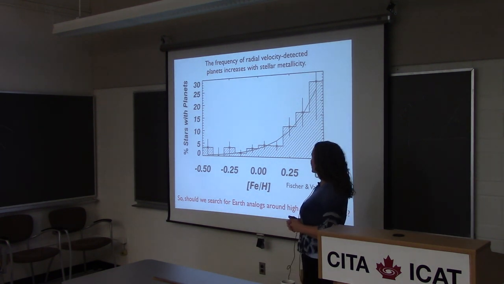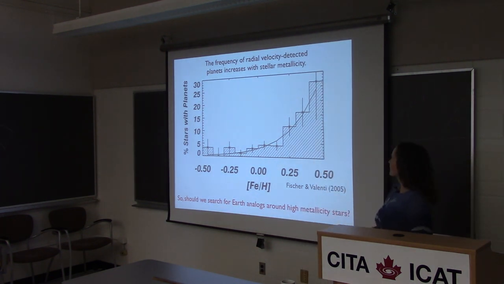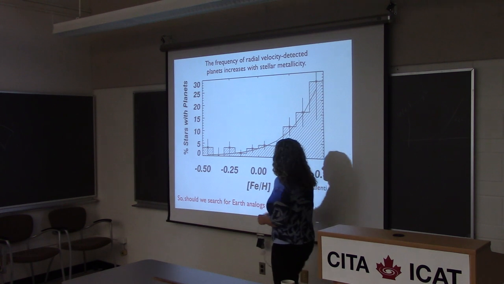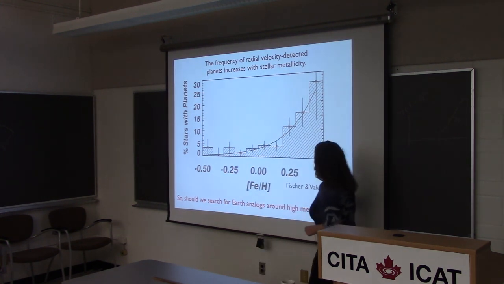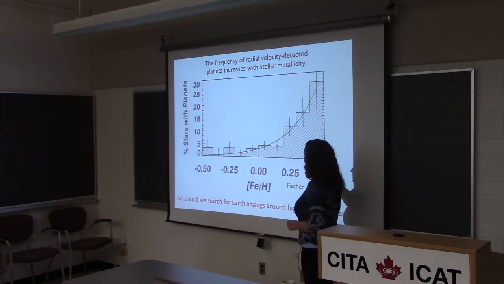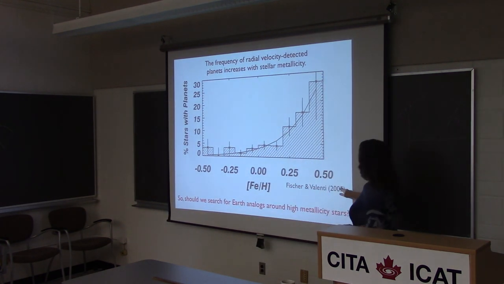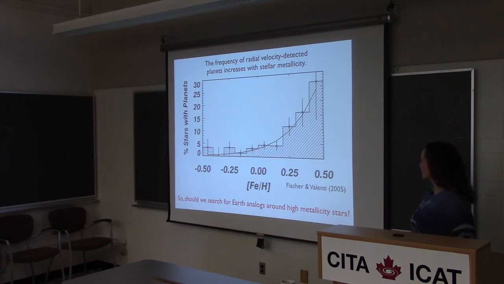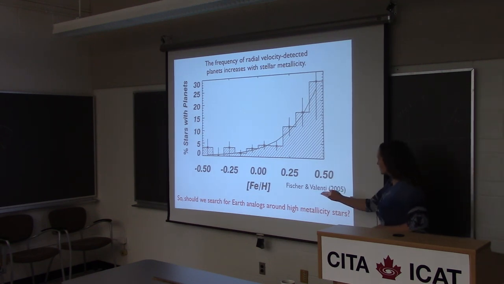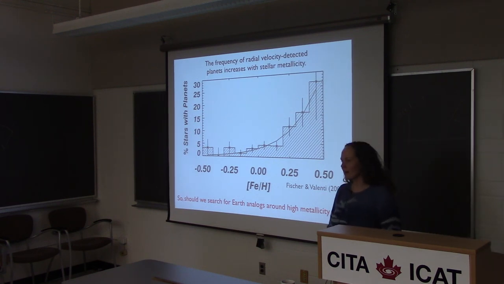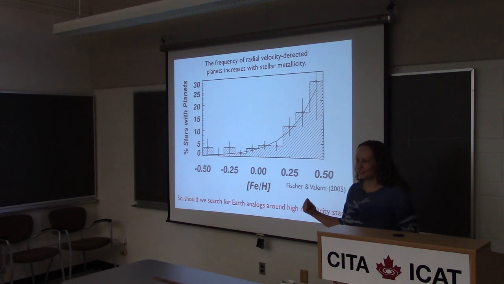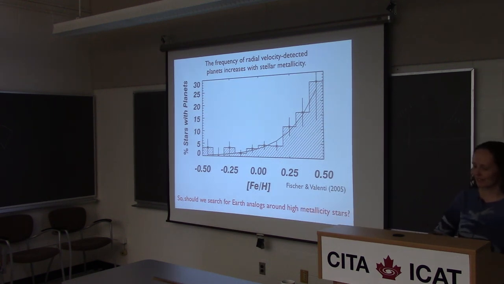As you know, one of the earliest major results in the field of exoplanets observationally was the finding that radial velocity detected planets are much more frequent around high metallicity stars. If you look at a star that has one of these higher metallicities on the right here, the percentage of stars that host planets goes up dramatically. This is from a decade ago, from Fischer and Valenti. Looking at this, you might think, should we search for Earth analogs around high metallicity stars? Since I'm asking the question, you'll probably guess I'm going to answer no. And we'll get to that later on.